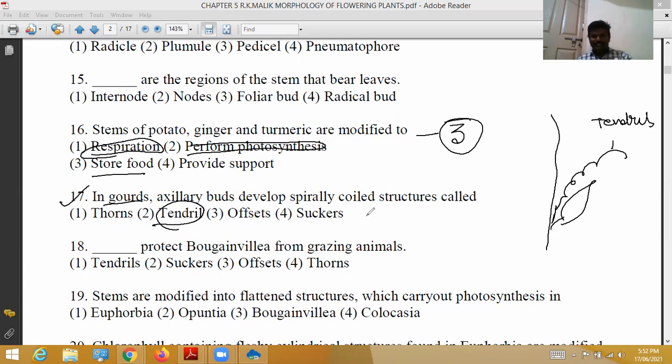Thorns and offset suckers are not related to this question. Thorns are located in other plants. Offsets are located in aquatic plants. So for the 17th question, the correct option is 2.